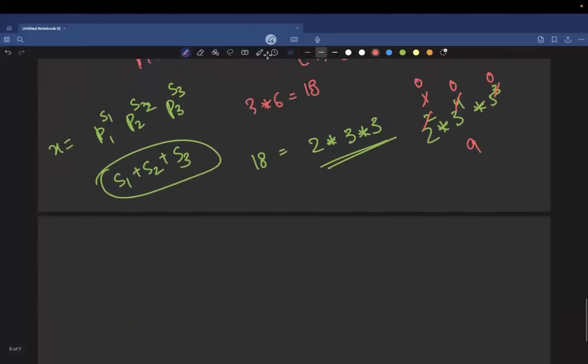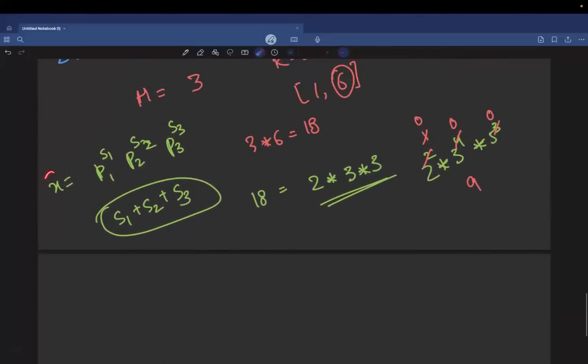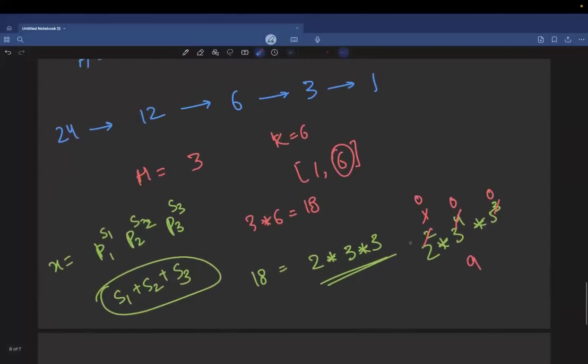So overall, we can just say that whatever health we initially had, if you prime factorize it like this, then the number of monsters you can defeat is nothing but the sum of the powers.